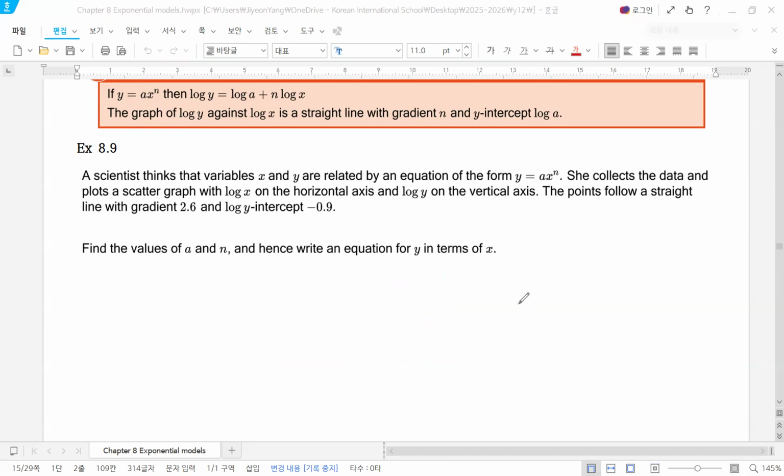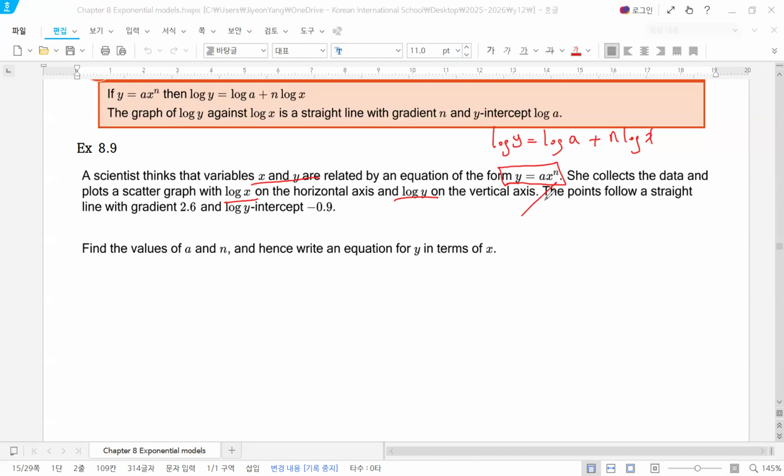A scientist thinks that area is created by the equation y equals ax to the power of n. She collects the data and plots a scatter graph with log x on the horizontal axis, log y on the vertical axis. Wait for a sec. So you should put log to both sides. Then log y equals log a plus, we can skip this part, n log x. Can you see that? And then please keep reading it.